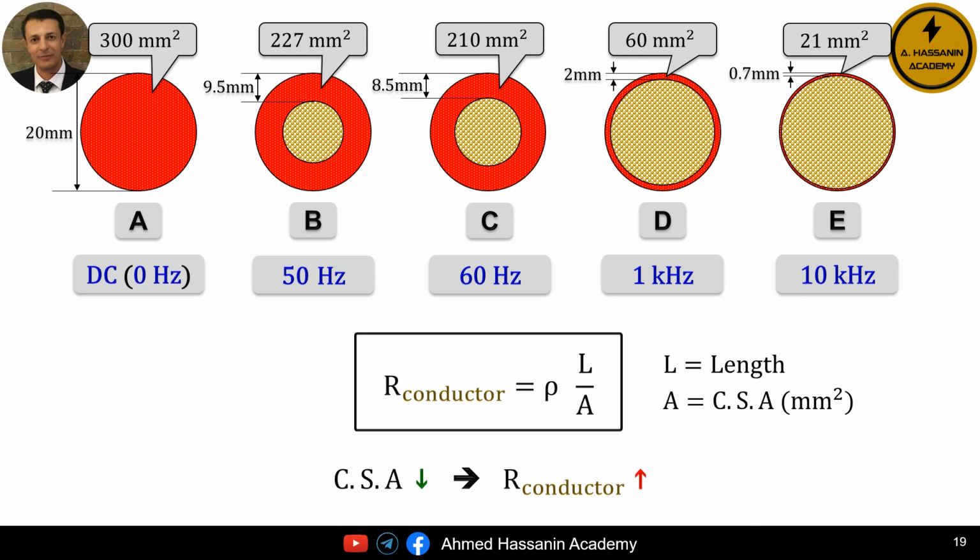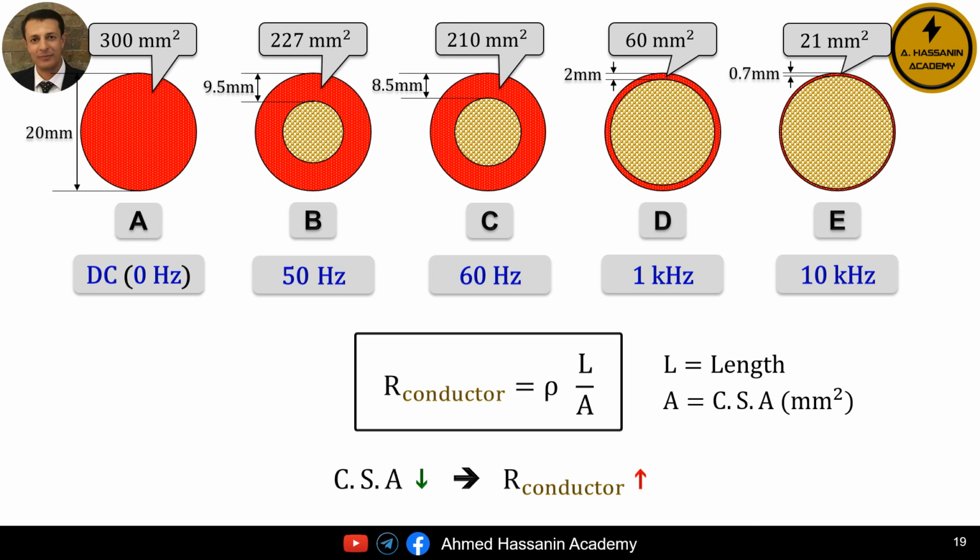The important and most critical point in this topic, as we all know, is that the resistance of any conductor is calculated using the relation R equals rho multiplied by L divided by A, where R is the resistance, rho is the resistivity of the material, L is the length of the conductor, and A is the cross-sectional area. This means that the resistance of the conductor is inversely proportional to the cross-sectional area. In other words, if the cross-sectional area of the conductor decreases, the resistance of the conductor will increase.